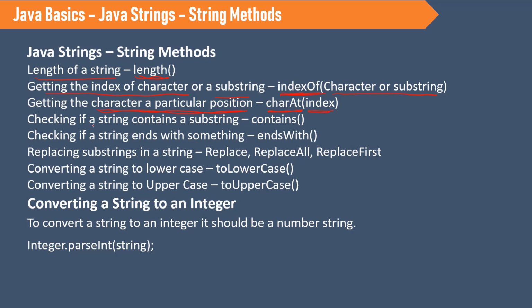If you want to check if a string contains a substring, then you can use the contains method. If you want to check if a string ends with something, then we can use the endsWith method. If you want to replace a substring in a string, we can use replace, replaceAll and replaceFirst. So these three methods we can use. If you want to convert a string to lowercase, we can use toLowerCase, and for uppercase, we can use toUpperCase. Let's see an example, and we will see all of these methods in that example.